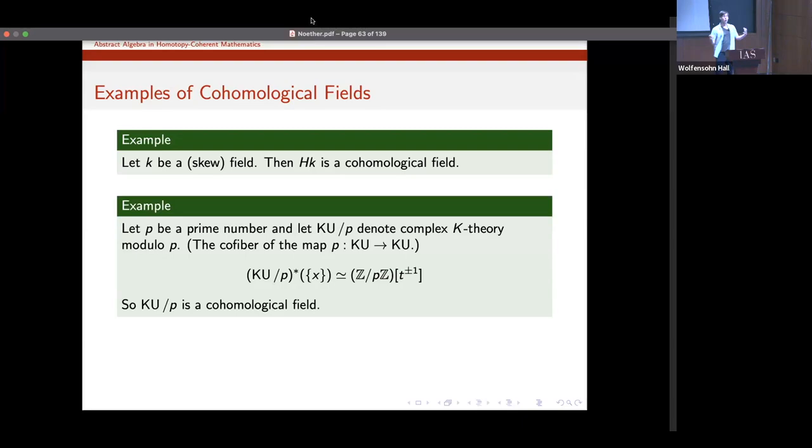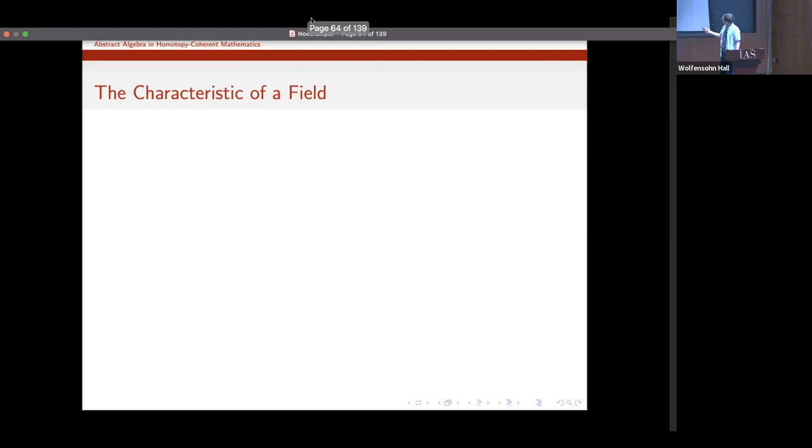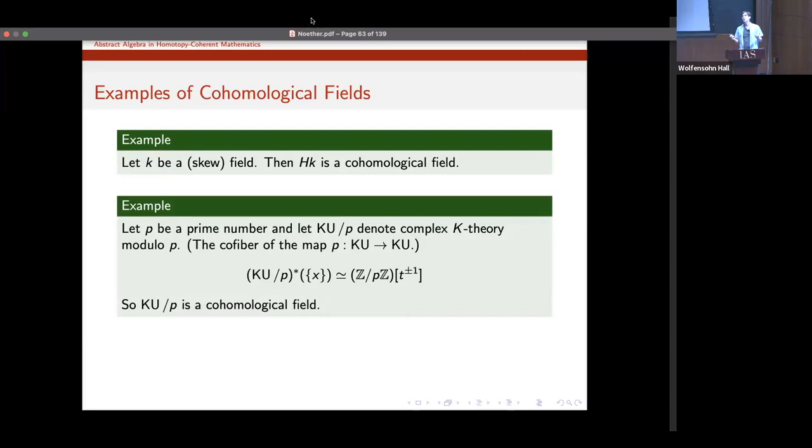So now I want to ask a question, which is: is this an interesting cohomological field? Is this actually something new, or is this essentially mod P cohomology dressed up in some fancy way?